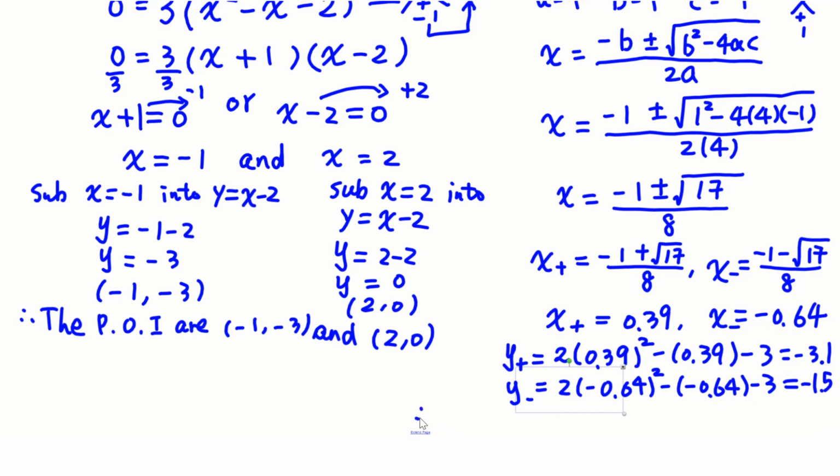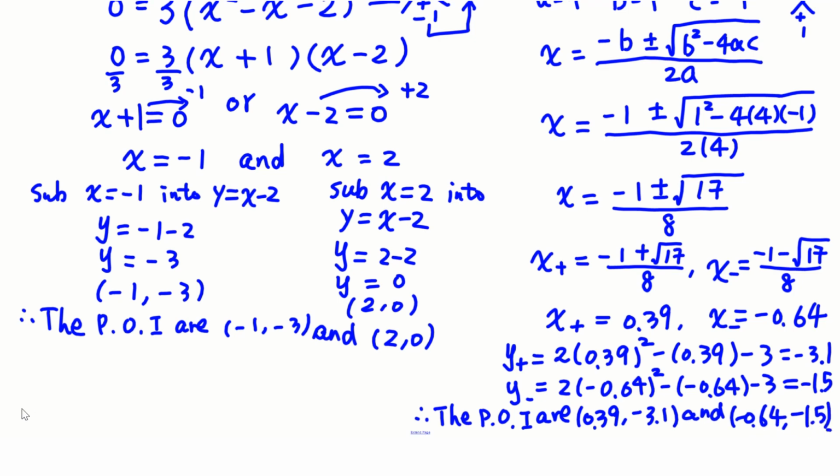Then write a statement. Therefore, the points of intersection are 0.39, negative 3.1, and negative 0.64, negative 1.5. So this is how you solve a linear quadratic system.